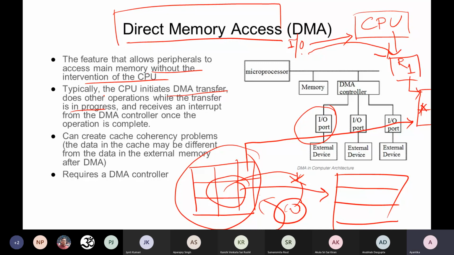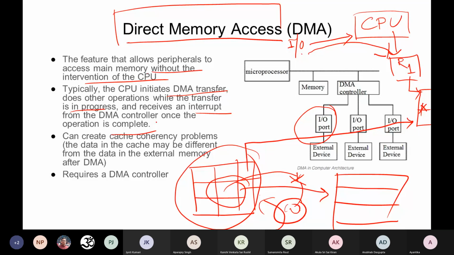Okay, and receives an interrupt. We will talk this interrupt later. Maybe interrupt from the DMA controller once the operation is complete. Interrupt here, you can think one signal. So DMA controller will send the CPU the information, the notification: yes, now the IO transfer is complete.